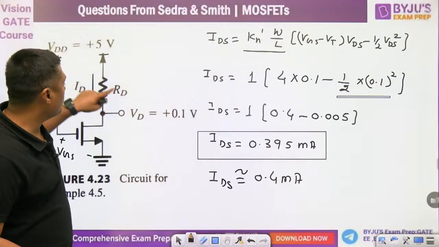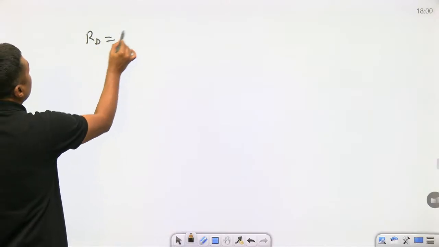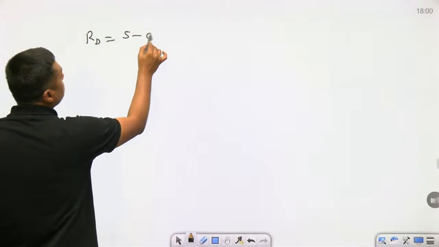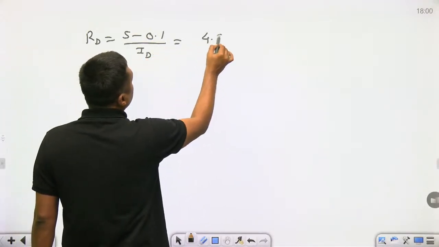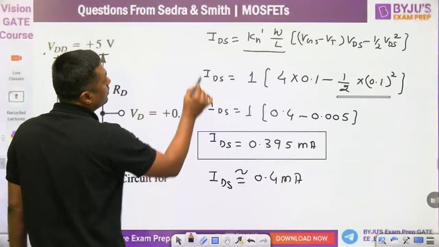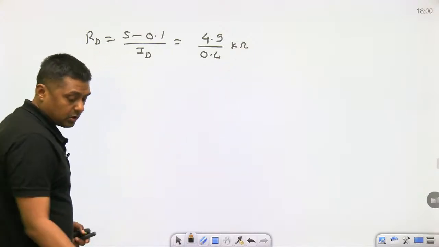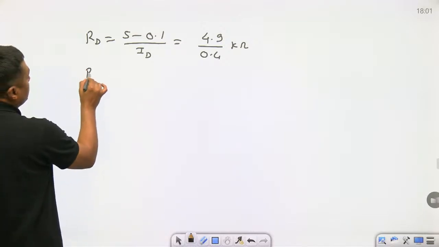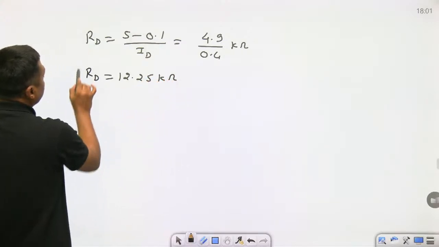Now once you have the value of ID, you can find the value of RD. RD is 5 minus 0.1 upon ID. So what is the ID here? 5 minus 0.1 upon ID will become 4.9 divided by 0.4 kilo ohm, because it is in milliampere. Now you can find the value, 4.9 divided by 0.4, 12.25 kilo ohm. Okay, this is the value of RD.